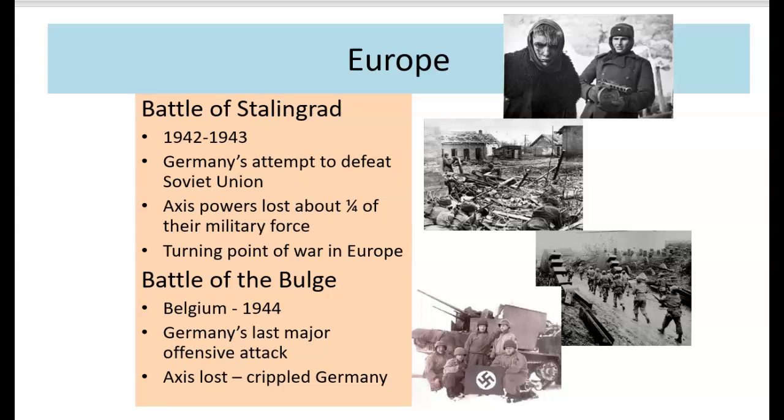In 1944, in Belgium, we get the Battle of the Bulge, and this was Germany's last-ditch effort at an offensive attack. They ended up losing, and this loss hindered Germany significantly. And after, it was just a downhill spiral for the German forces.